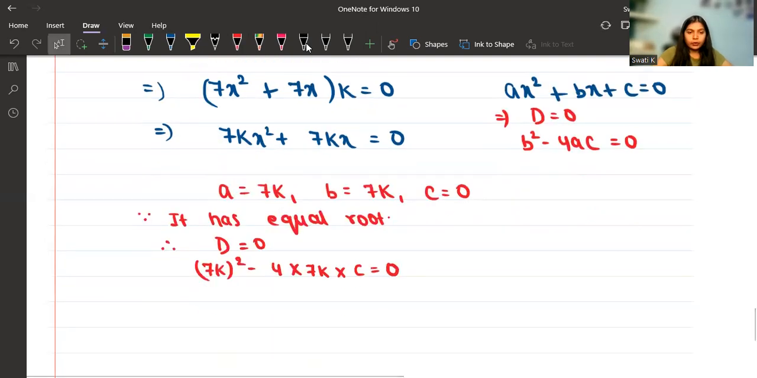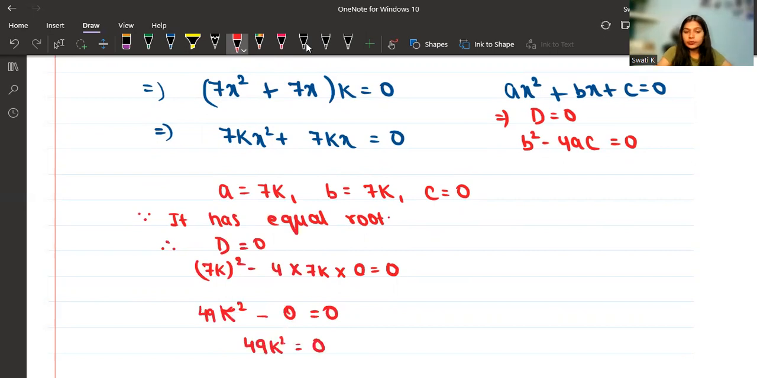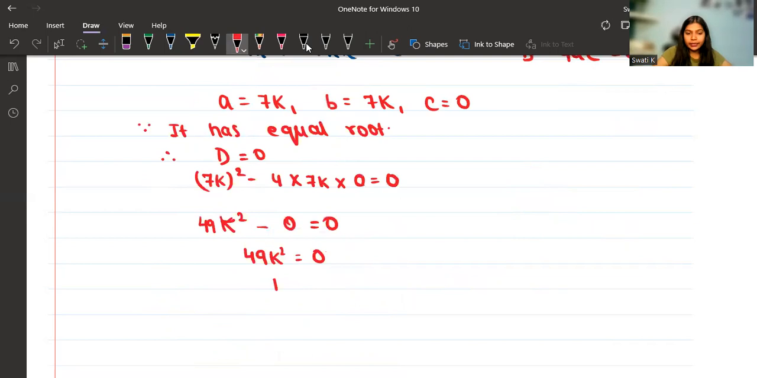Okay, so now we are getting 49k square, right? 49k square, and this will become, c is 0, right? So 0, and this is 0 equals 0. So from here, what we are getting? 49k square is 0. That means we are getting k square is 0, and if we are getting k square is 0, that means k is 0. So we got the value of k, which is 0, right?